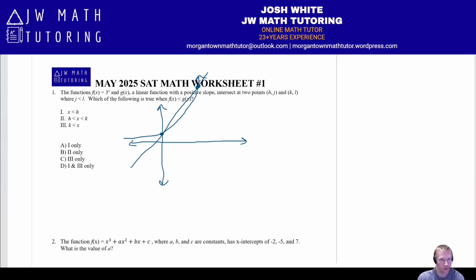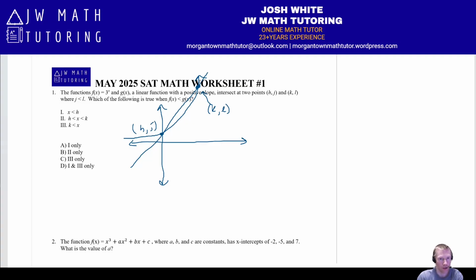Okay, so these 2 points of intersection are h, j, and k, l. h comma j is the first one, and k comma l is the second one. The reason you know that is because it tells us that j is less than l. Notice j and l are the y-coordinate values.